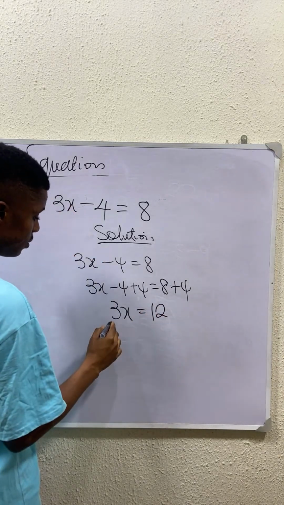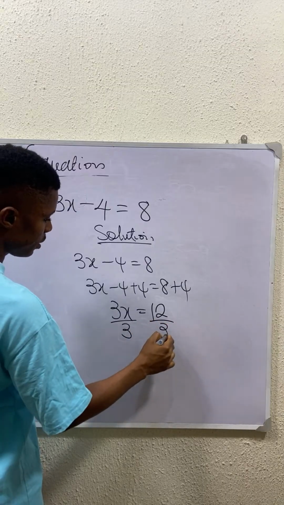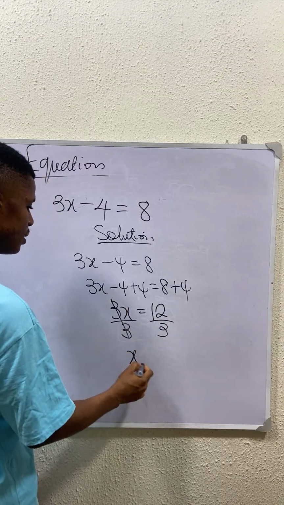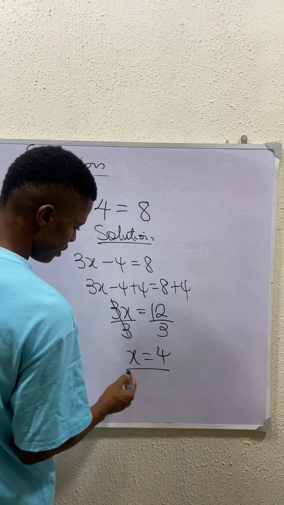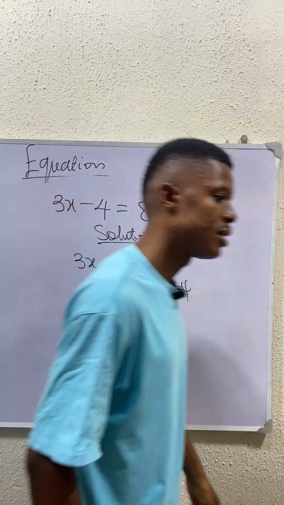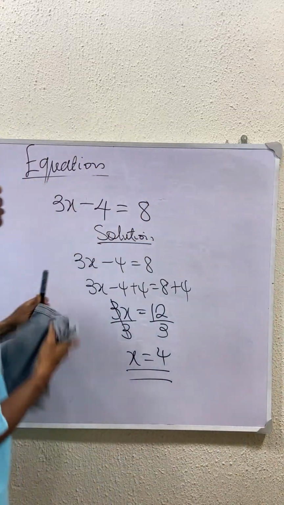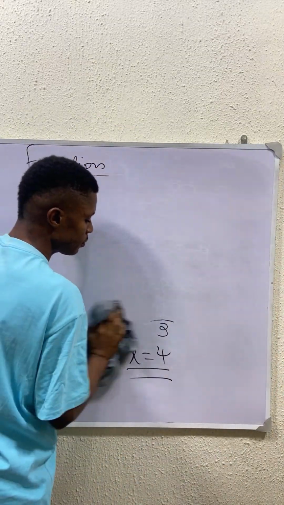For you to get x, you divide through by 3 and divide by 3. So when you divide by 3, x is equals to 12 divided by 3. What is the value of 12 divided by 3? 12 divided by 3 is 4. Correct. So x is actually 4. So the value for x that can satisfy the problem is that x must be 4.